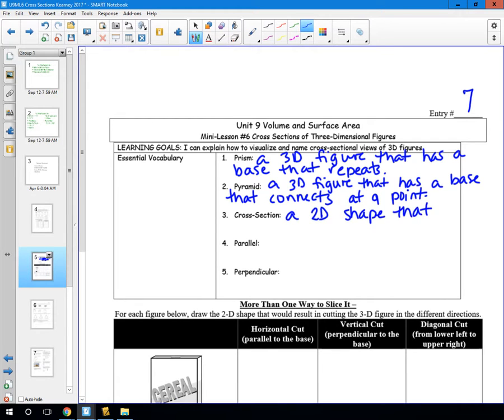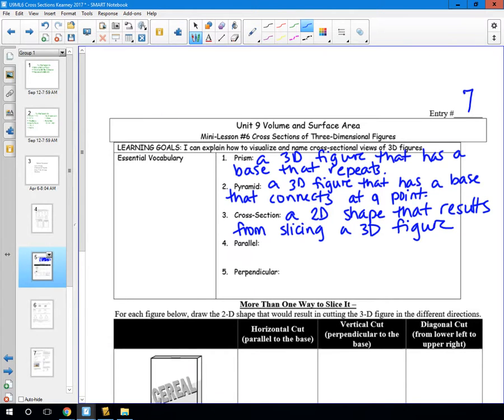that results from slicing a 3D figure. So if you were to take a 3D prism or pyramid or anything and slice it open, what 2D shape do you have on the inside? So you're going to actually get to visualize what this is when you come to my station today. So the next thing is a lot of times today, Ms. Kearney is going to ask you to slice something parallel to the base or perpendicular.